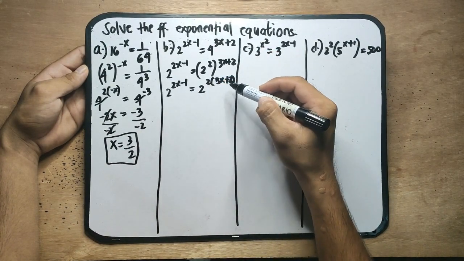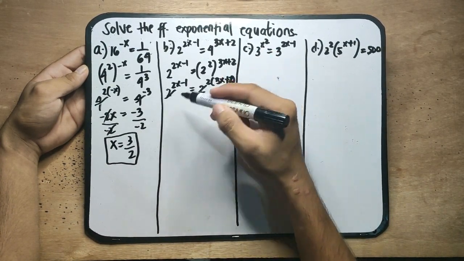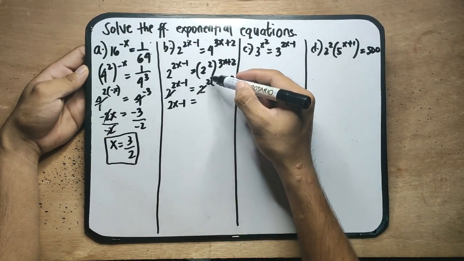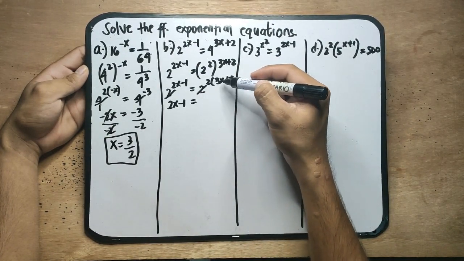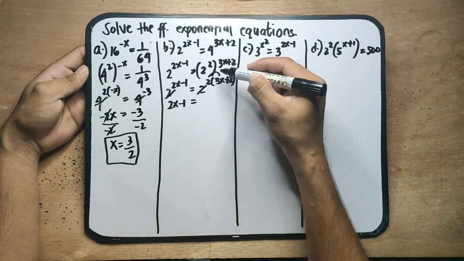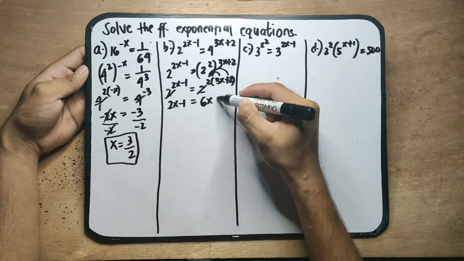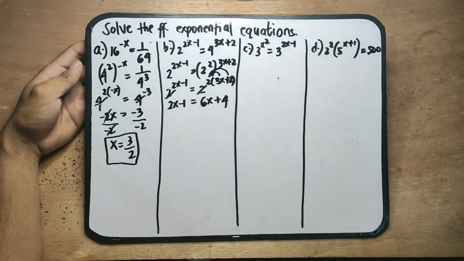So, since pareho na sila ng base, pwede na natin i-disregard yan and we bring down their exponents. 2x minus 1 is equal to, we distribute 2 to all of the terms inside the parenthesis. So, 2 times 3x is 6x and 2 times 2 is positive 4.